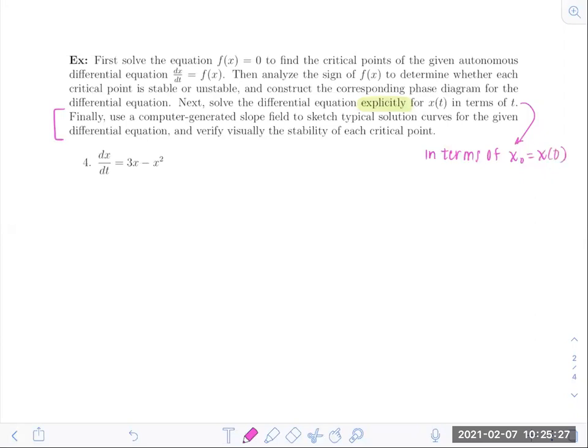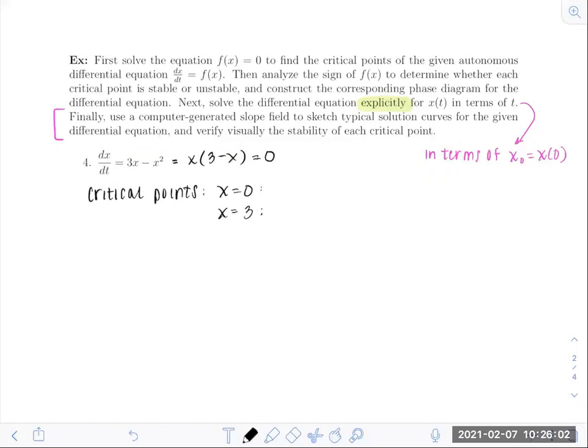All right, so to get started here, let's go ahead and solve for the critical points. I want to set this equal to 0. So I'm going to factor out my common factor of x and set it equal to 0. And here I see I get two critical points, x equals 0 and x equals 3. And what we would like to do is classify the stability of those critical points.